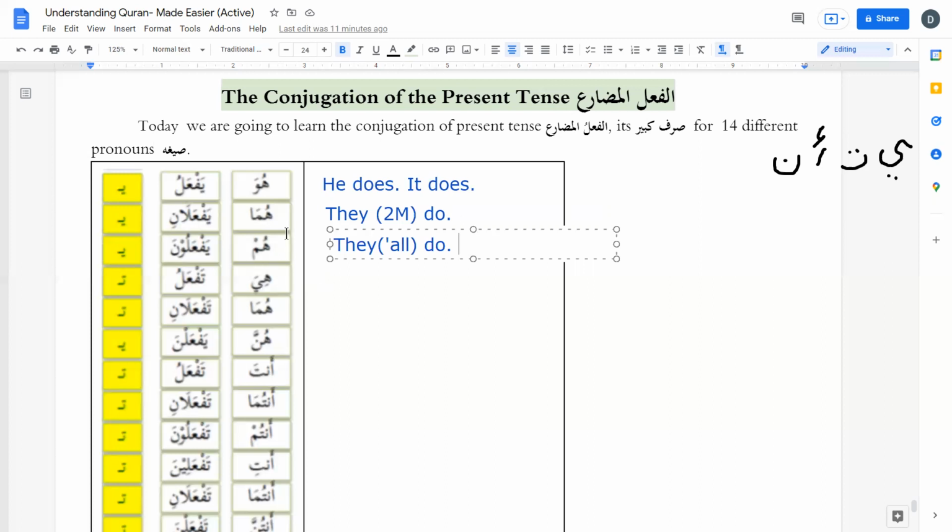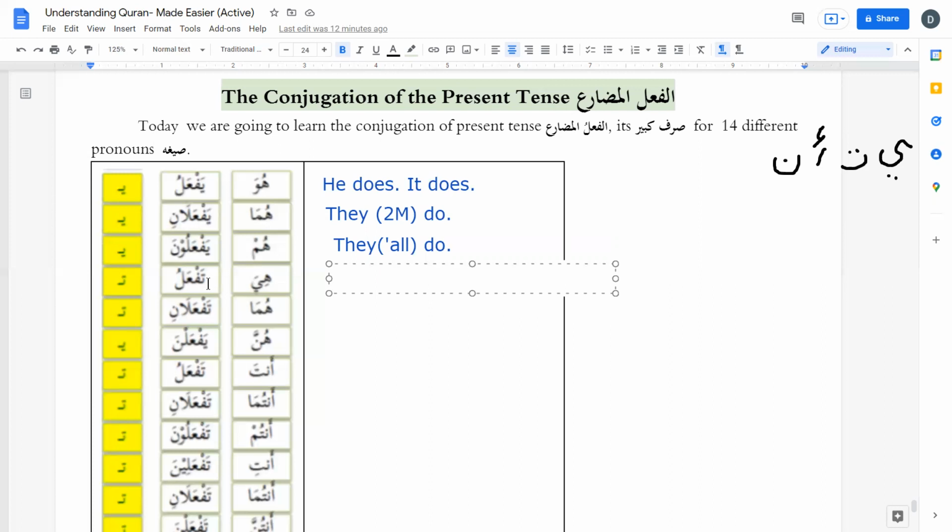Now we have three pronouns for third person masculine: singular, dual, and plural. And then we have feminine. In feminine, the first pronoun that we see is singular, and it's she. So taf'alu: just look at the beginning, it changes because it's feminine, and the ending also.